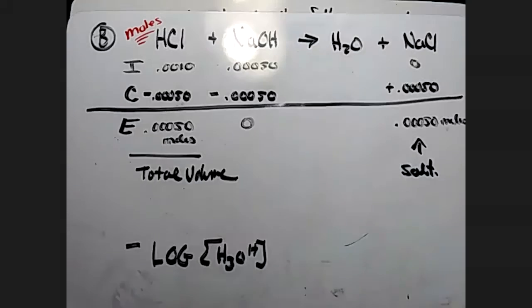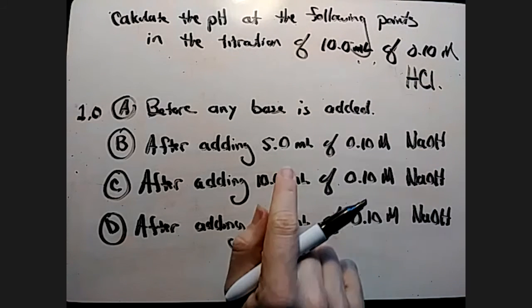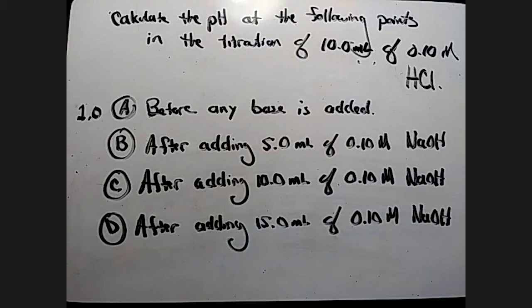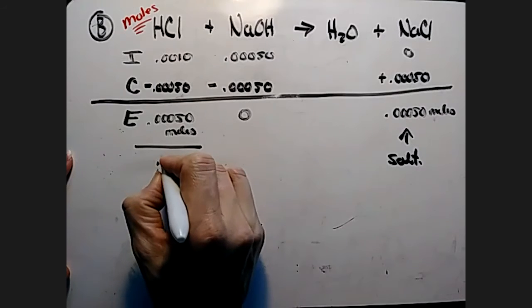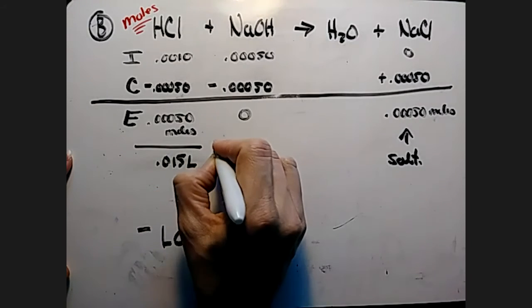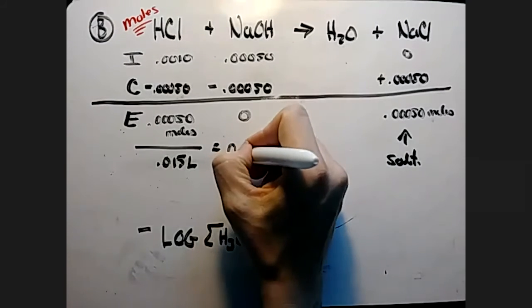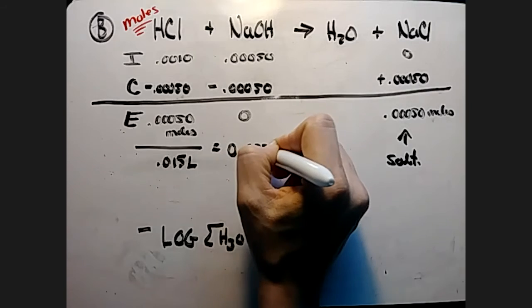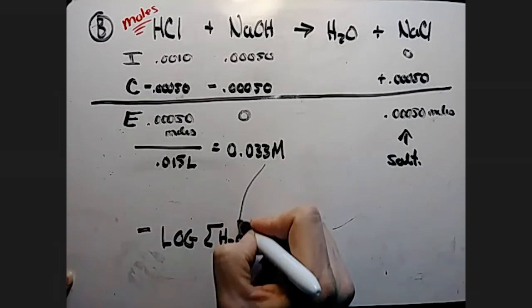What is that total volume, you may ask? Well, I had 10 milliliters of my acid, and I just added in 5 milliliters of my base. That's 15 milliliters, or 0.015 liters. That gives us a molarity of 0.0005 divided by 0.015. How about 0.033 molar? That's the molarity of my acid that's left over.